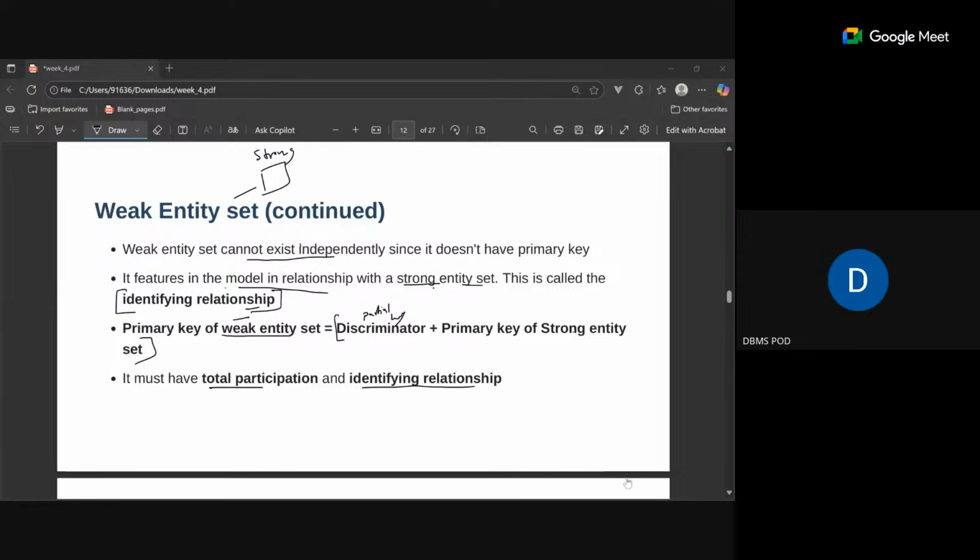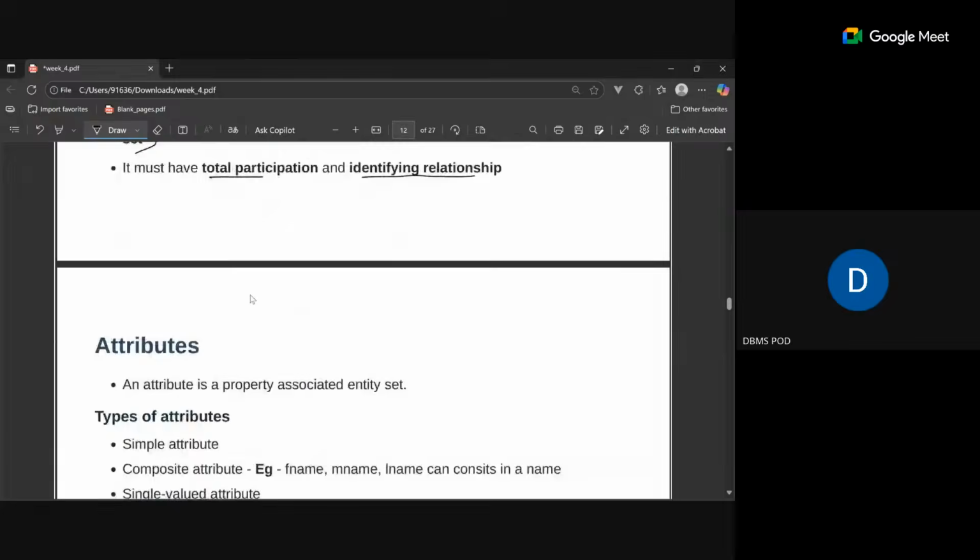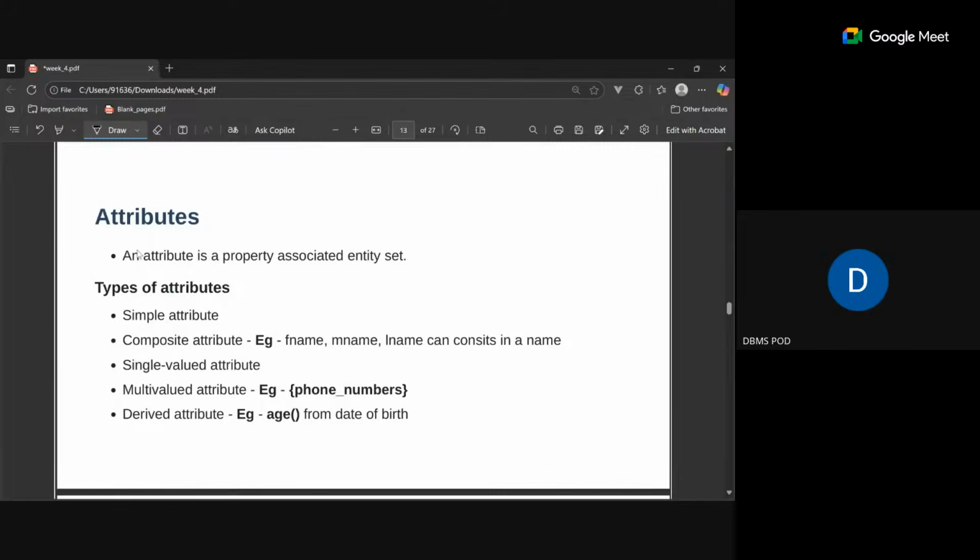Any doubts? Sir, what is total participation? Can you describe total participation once again? Yeah, we'll come to total participation and partial participation later. It's all theoretical. I put it before the concept, and we'll see what it means.